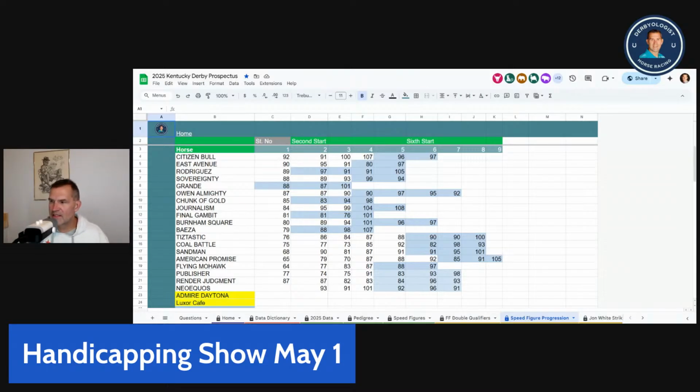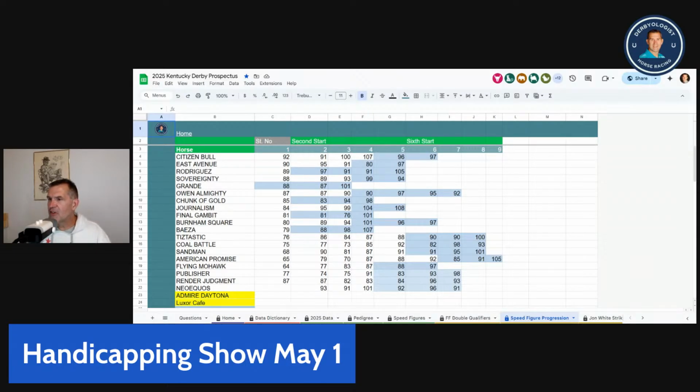So Citizen Bull has run 6 times. He ran a 92 Brisnet speed figure in his debut. Then he went to a 91, so that's a pair. And then he improved to 100. Then he topped out at 107 in his last start as a 2-year-old. Then in his first start as a 3-year-old, the blue races are their races as a 3-year-old, he got a 96, and then he hit a 97. So he's paired up, and he could move forward the way I read this in the Kentucky Derby.